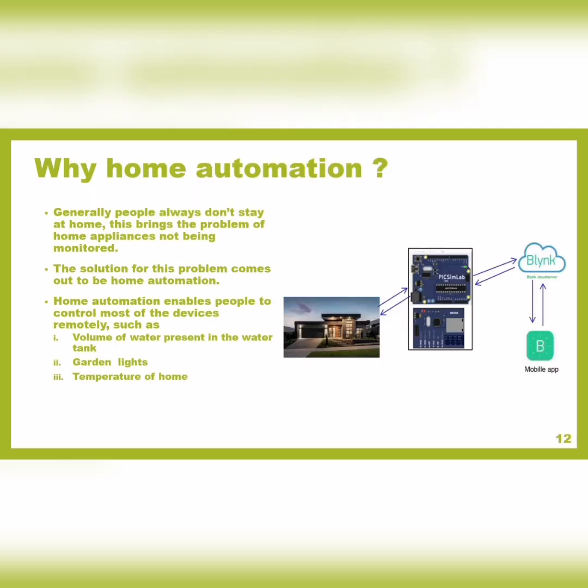The question now arises is, why home automation? What is the need of it? Here is the answer. Generally, people always don't stay at home. This brings the problem of home appliances not being monitored. The solution for this problem comes out to be home automation. Home automation enables people to control most of the devices remotely, such as volume of water present in the water tank, garden lights, temperature of home.